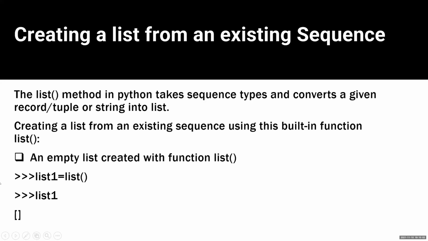So you can see how an empty list is created with the function list. This is from an existing sequence. As you can see, list1 equal to list with empty brackets. So basically list1 gives us an empty list, as shown here with empty square brackets.